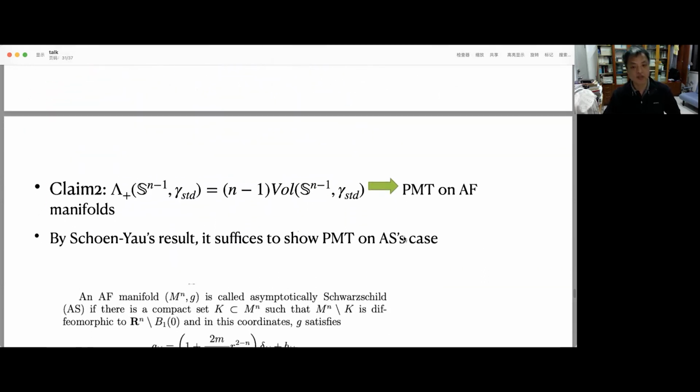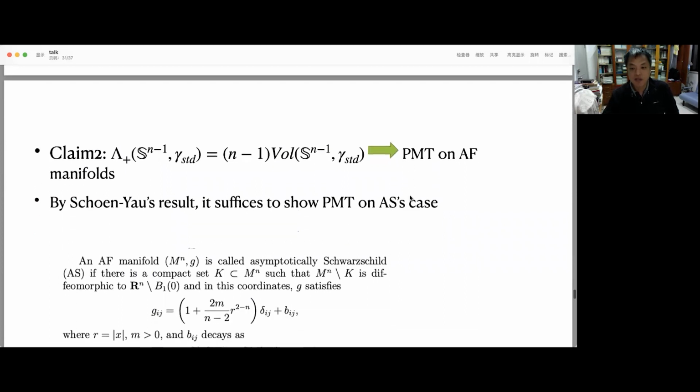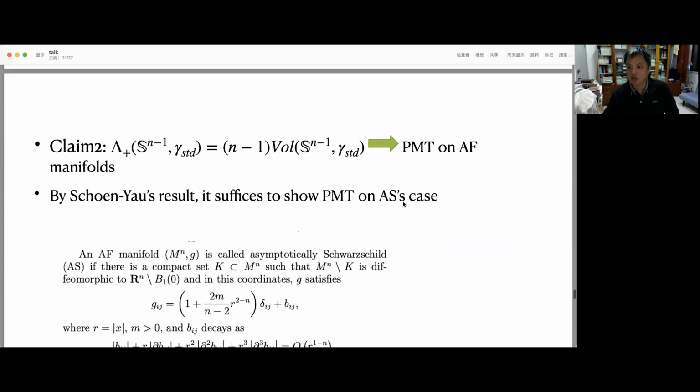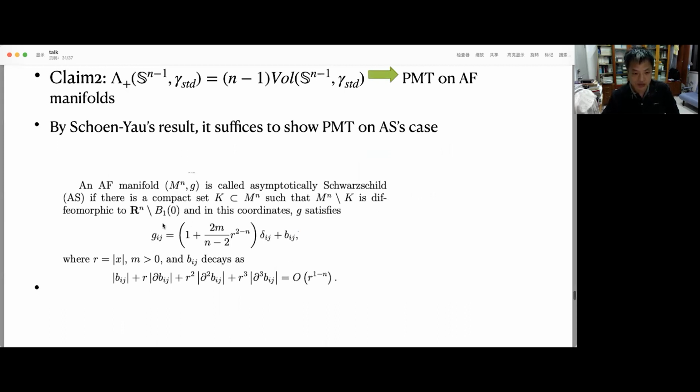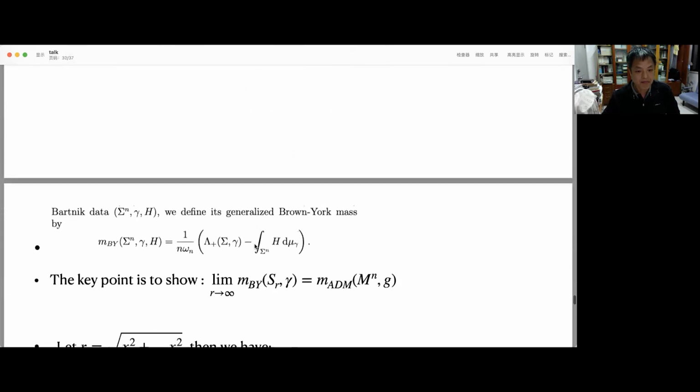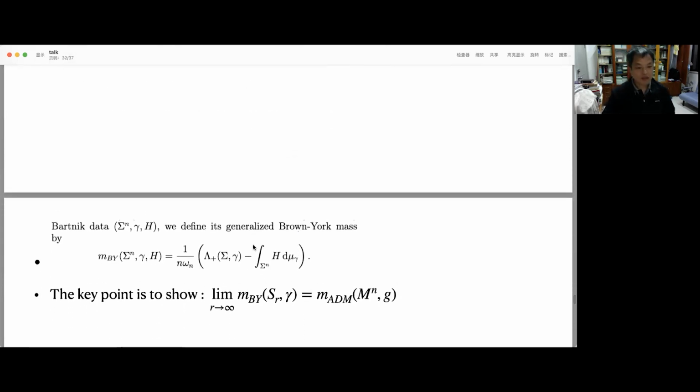So next, we want to show you that if this one is true, then it will imply the positive mass theorem for asymptotically flat manifolds. Okay, we only need to do it for the asymptotically Schwarzschild case because of Schoen-Yau's density result. Now, this is a special asymptotically flat metric. That means we only need to check the positive mass theorem for those metrics. Okay, now let large sigma be a level set of the coordinate, a large coordinate sphere.